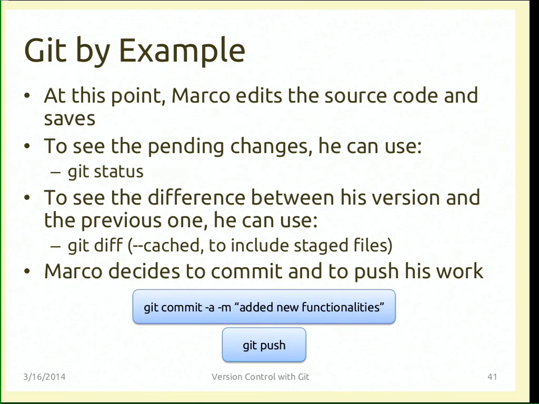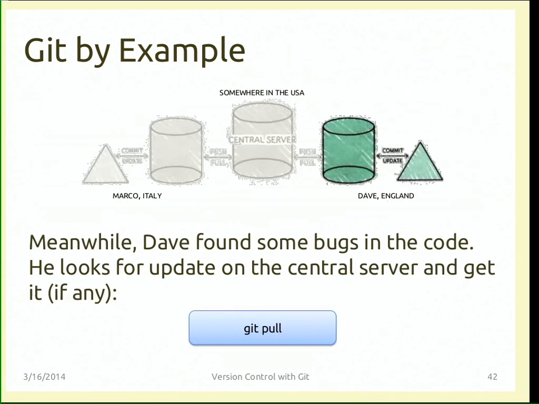Decide to commit and push their work. So git commit -a -m "added a new functionality". This is a bad git comment. Added a new functionality, what functionality? A little bit more specific is better, it's an example. After committing, he performed the push operation.